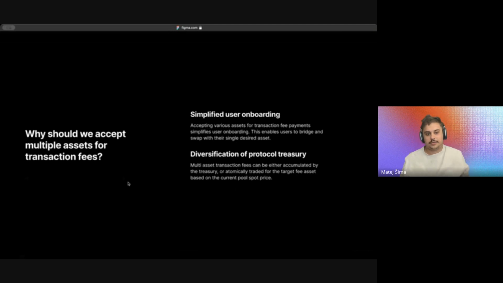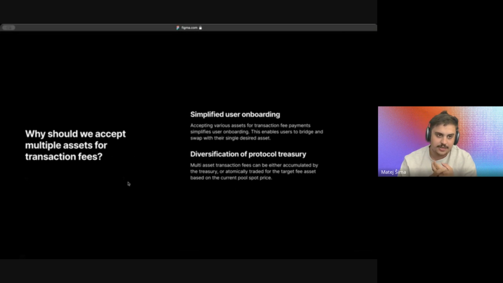So why should we accept multiple assets for transaction fees? I've already covered it at the start, but let's talk about it again. Main reason, simplified user onboarding. Accepting various assets for transaction fee payments simplifies user onboarding, and it enables us or our users to bridge and swap with their single desired asset. So you don't need to have one asset to pay the fees and one asset to do the trading. You can just use one asset, which is much easier. Second reason might be diversification of protocol treasury.